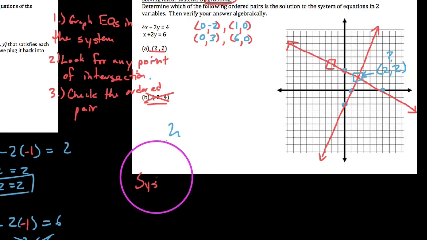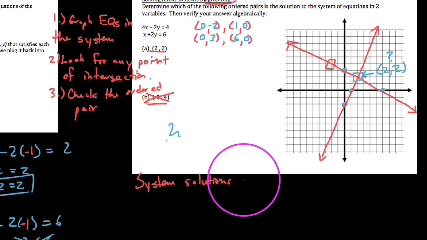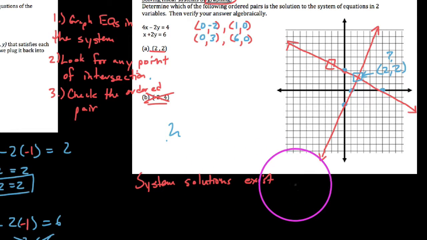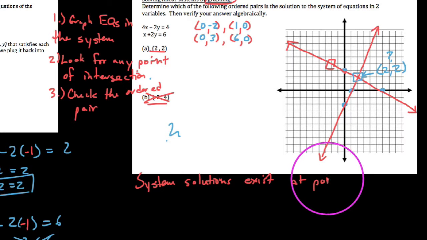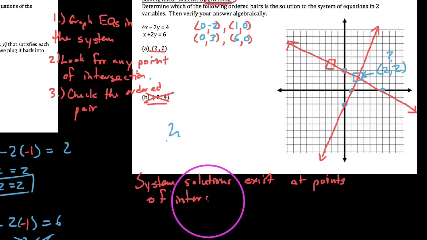So system solutions exist at points of intersection of our graphs, okay?